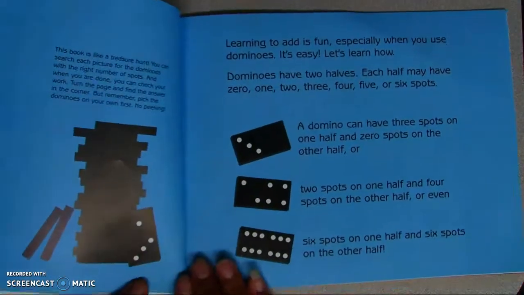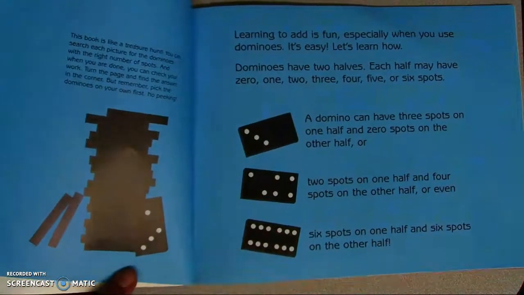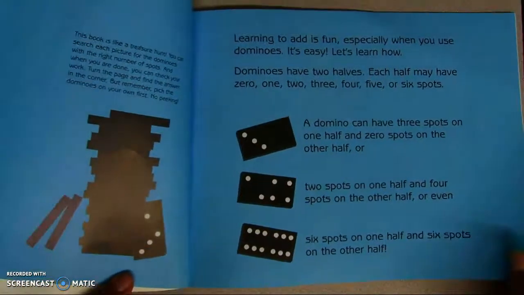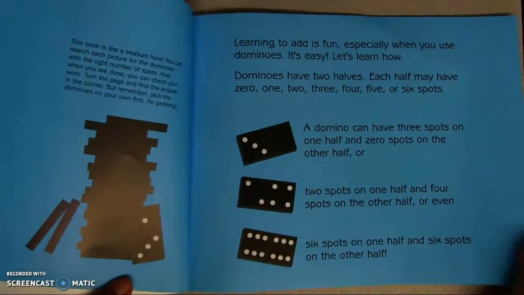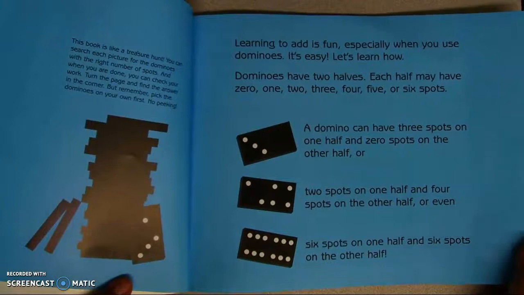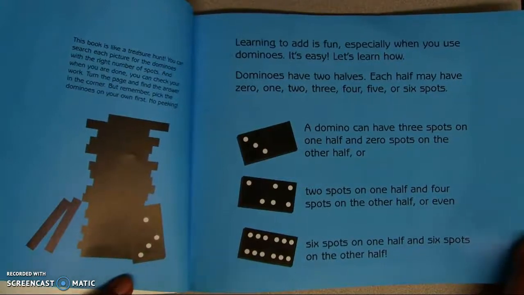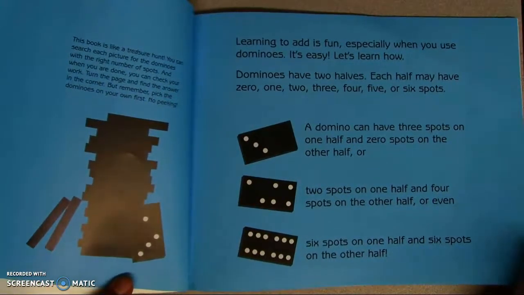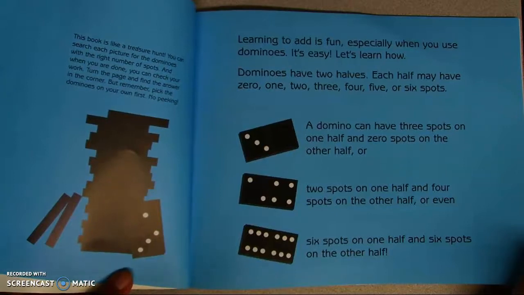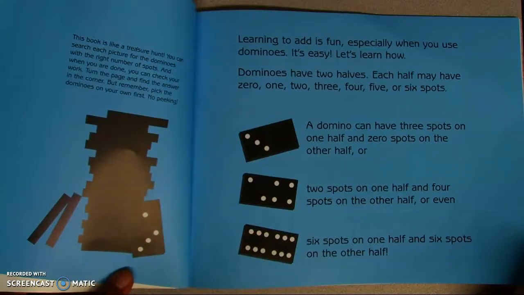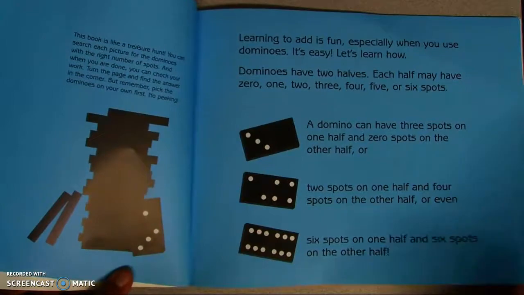Learning to add is fun, especially when you see dominoes. It's easy. Let's learn how. Dominoes have two halves. Each may have 0, 1, 2, 3, 4, 5, or 6 spots. A domino can have 3 spots on one half and 0 spots on the other half, or 2 spots on one half and 4 spots on the other half, or even 6 spots on one half and 6 spots on the other half.